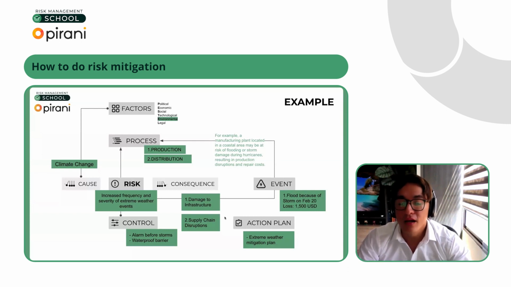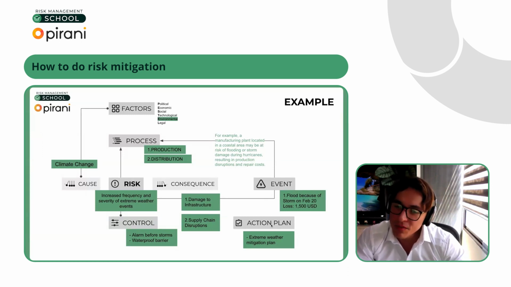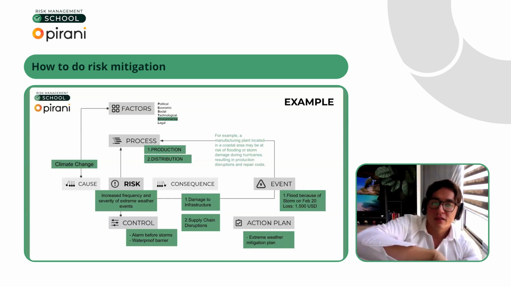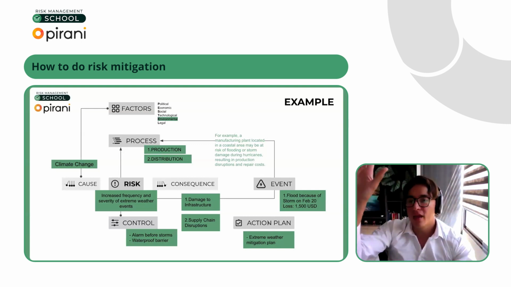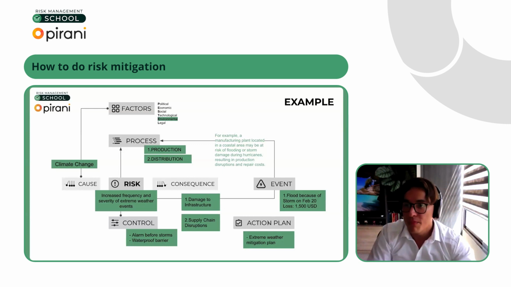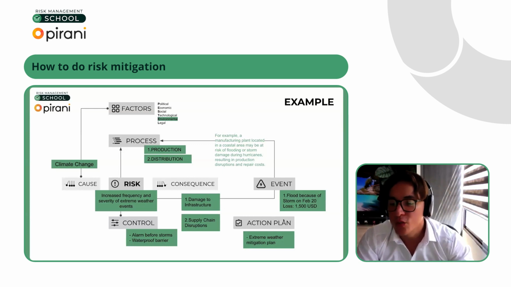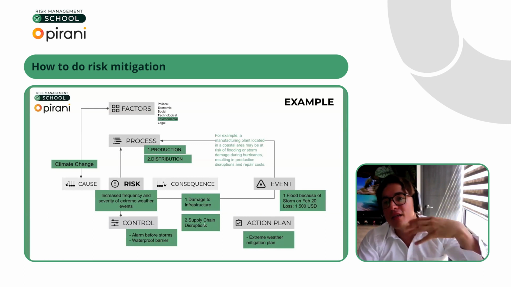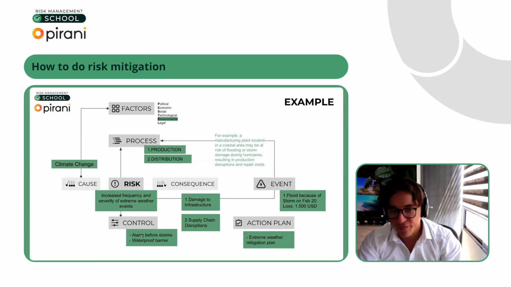And after that, what is the role of the action plan? Maybe I need to create an action plan that can touch the processes, the controls, the risks, and the events from happening, because it's wider. So maybe we need an extreme weather mitigation plan in order to mitigate this specific risk, even if I have the controls. So this is an example.